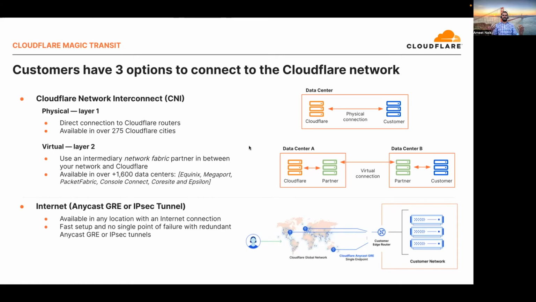And because we use Anycast, there are no single points of failure. You get a lot of redundancy, at least on the Cloudflare side. And on your side, you can typically configure at least 2 or more edge router connections so that you have redundancy on your side as well. So these are great options to stand up connectivity between Cloudflare and your network really quickly and get the benefits of Magic Transit DDoS protection in a very short period of time.